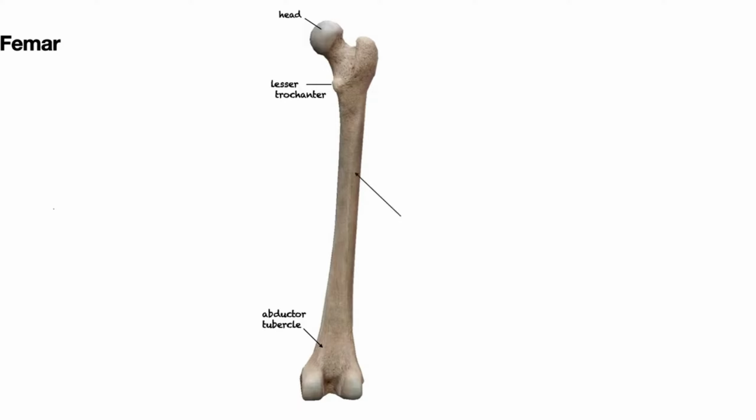What about here? This line going down the posterior surface of this bone. Yeah, that's right. Linea aspera. Good. Okay. How about here? This landmark right here. Yeah. Gluteal tuberosity. Good. Gluteal tuberosity. Okay. In here.